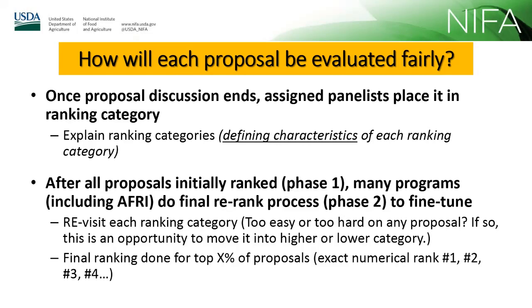So typically what folks will do is go one category at a time and say, is there anything in the low category that you want to move out of low? Is there anything in the medium category that you want to move out of medium, and so on? And then you will do a final re-ranking for those proposals that have a chance of getting funded. The MPL can work with you to decide what percentage of proposals that is. It might be the top 10% or top 20% of proposals that you will re-rank, and make sure that those are in the exact order that you want, so that your number one proposal is absolutely the best proposal that you all received that year.